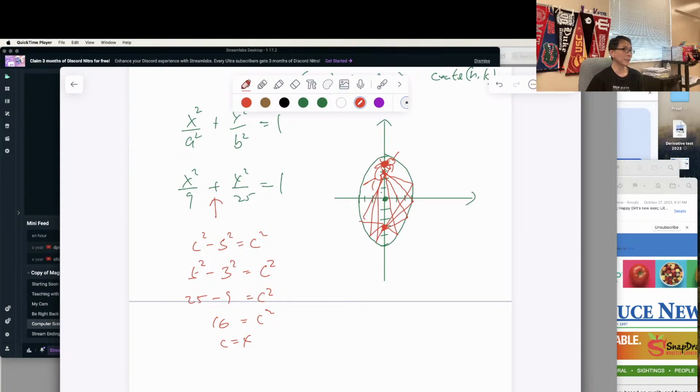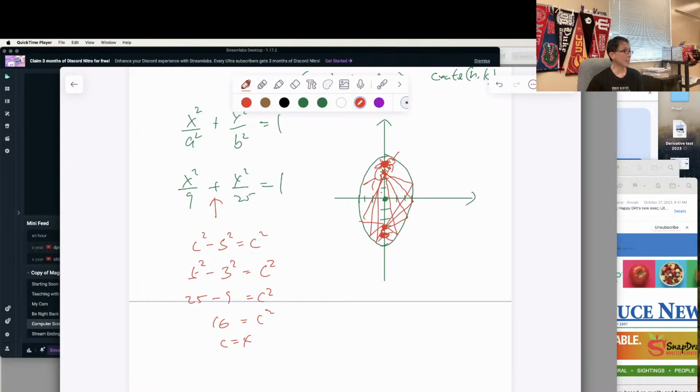You follow me so far? It's the same distance top and bottom. So it's going to be right here and right here. Sorry, that's not a very good drawing, but that's how this works.